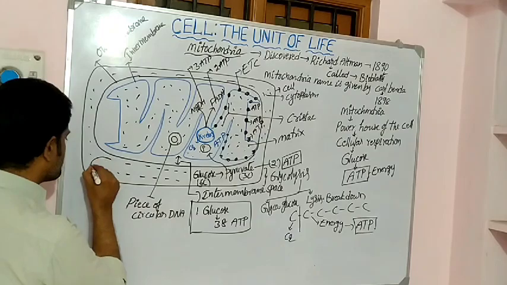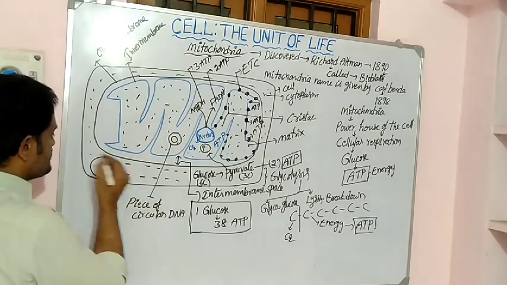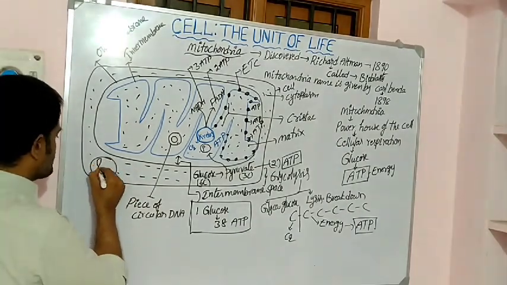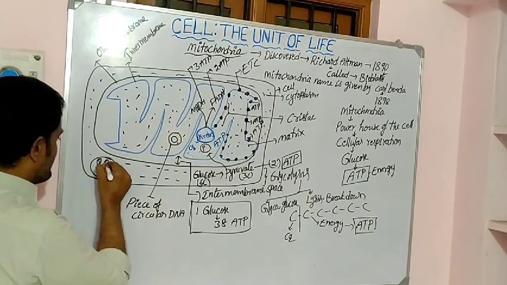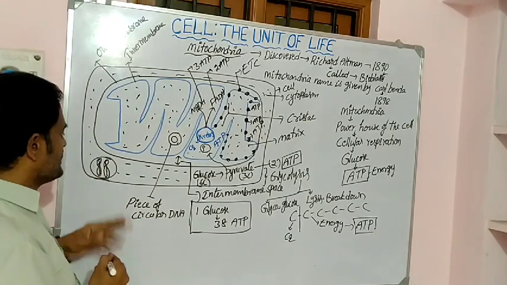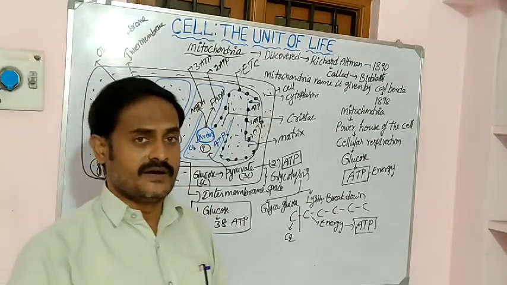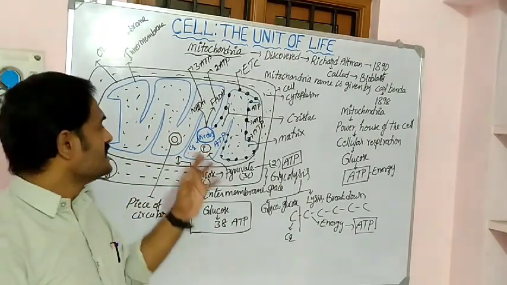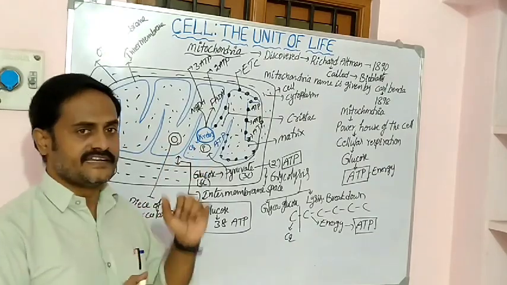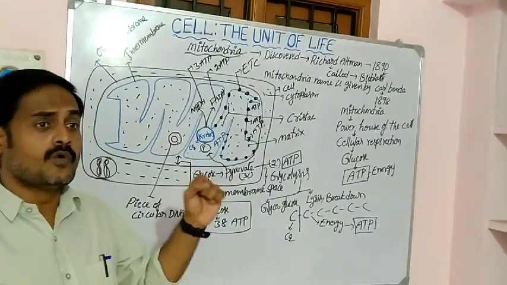In the cytoplasm, having nucleus. Inside the nucleus chromosomes are present like this. Inside the chromosome DNA is present. So the DNA is the brain of the cell. But especially in the mitochondria, they have their own DNA.